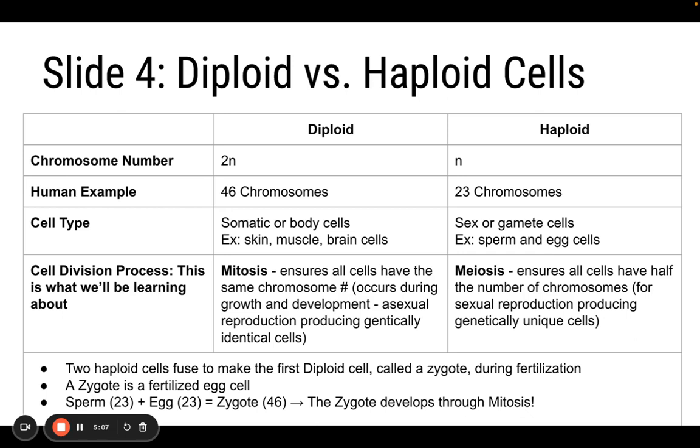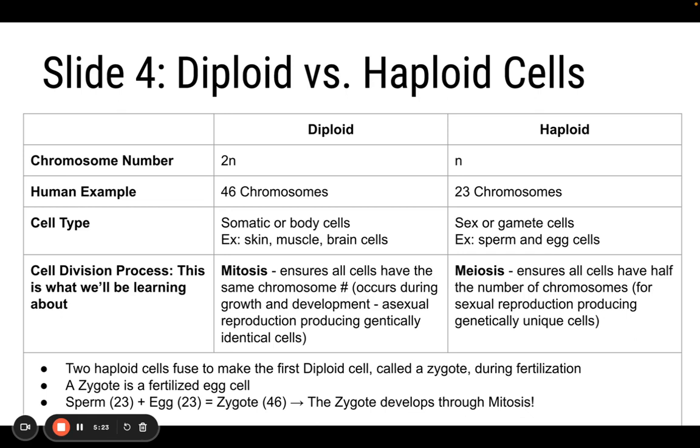Our body cells, or somatic cells, which is where mitosis takes place, will be diploid. Meiosis, which is the next type of process we'll talk about after this section, occurs in our reproductive cells or gamete cells, so sperm and egg cells.